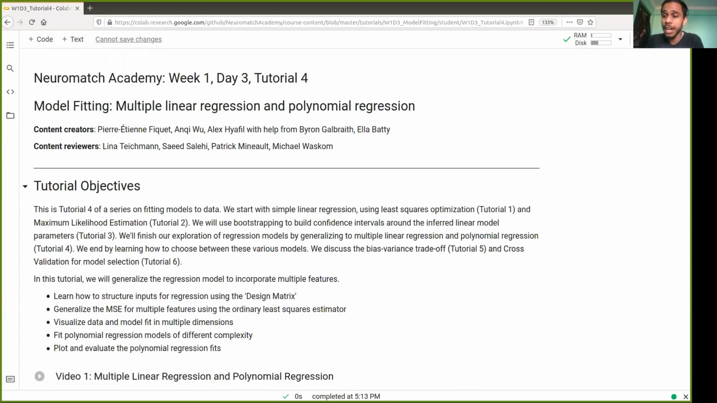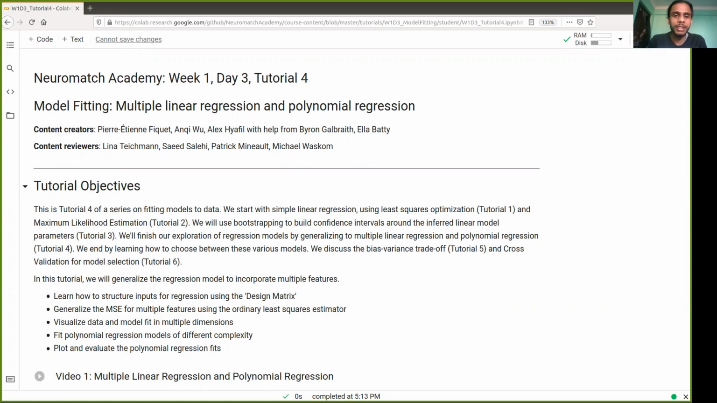I'm finally an undergrad student here at Kathmandu, Nepal, majoring in electronics and communication engineering, and my primary research interest lies in the field of machine learning, computational neuroscience, and computer vision. I was a student in Neuromass Academy last year, and this year I'm here as a TA, right?